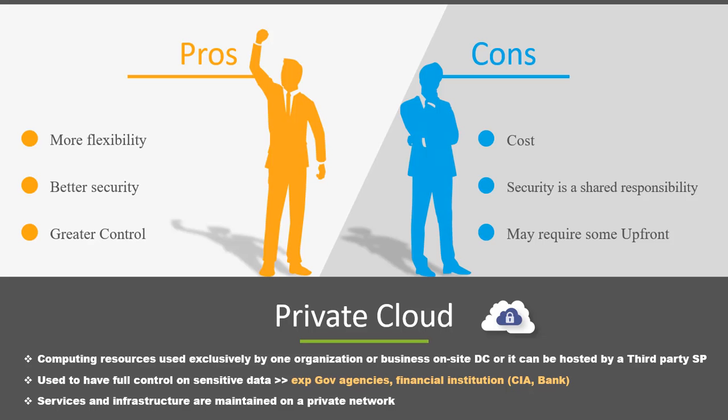Now we pass to the private cloud. Private cloud consists of computing resources used exclusively by one business or organization at your organization's on-site data center, or it can be hosted by a third-party service provider. Means that you can control all your private data safely without worrying who will touch it or seize it. I'd like to point out that the services and infrastructure are maintained on a private network. Okay, we said that it's used by one organization and it stores sensitive data. So obviously, banks, the CIA, government agencies, financial institutions, they use it so they can have full control.